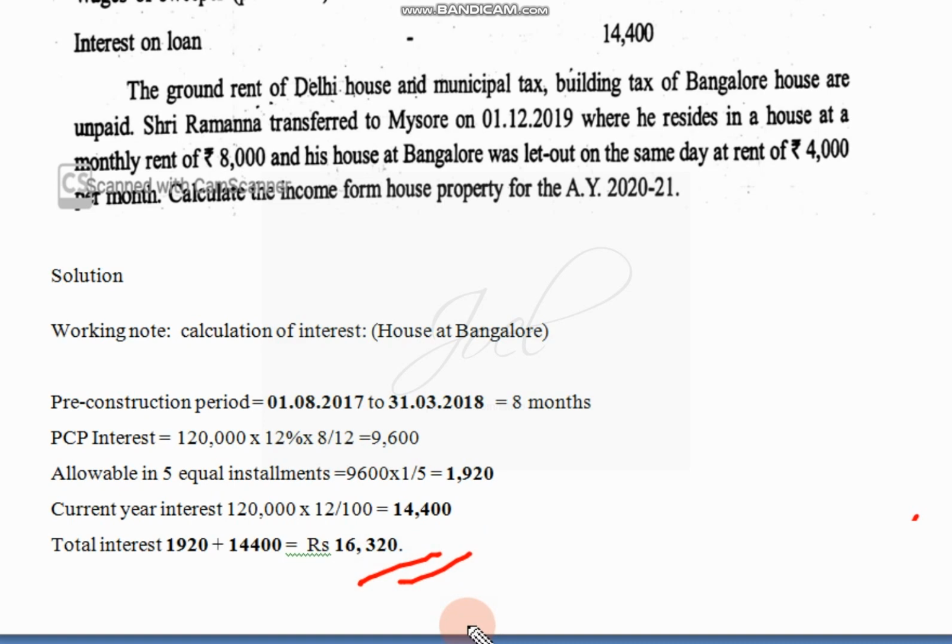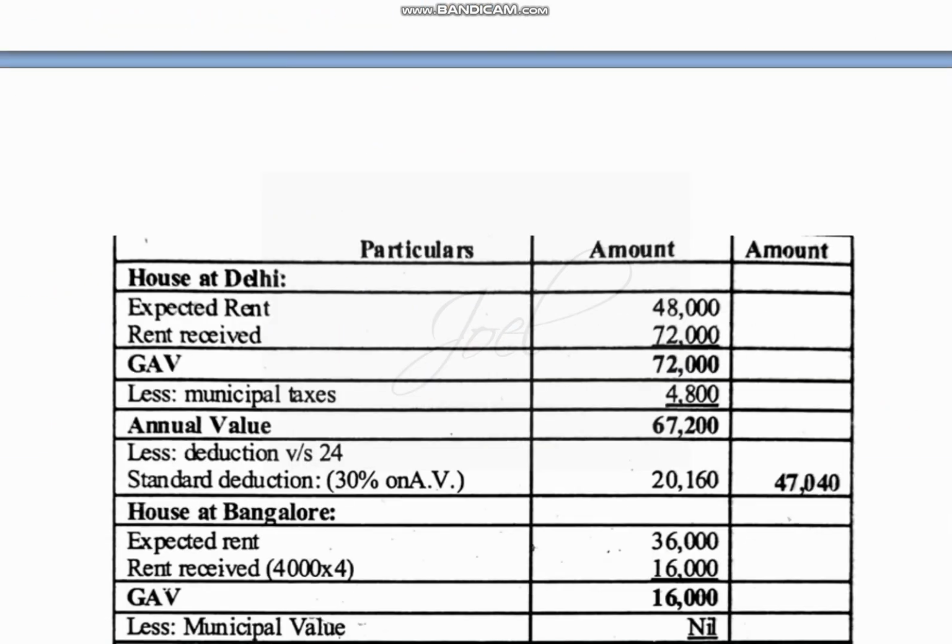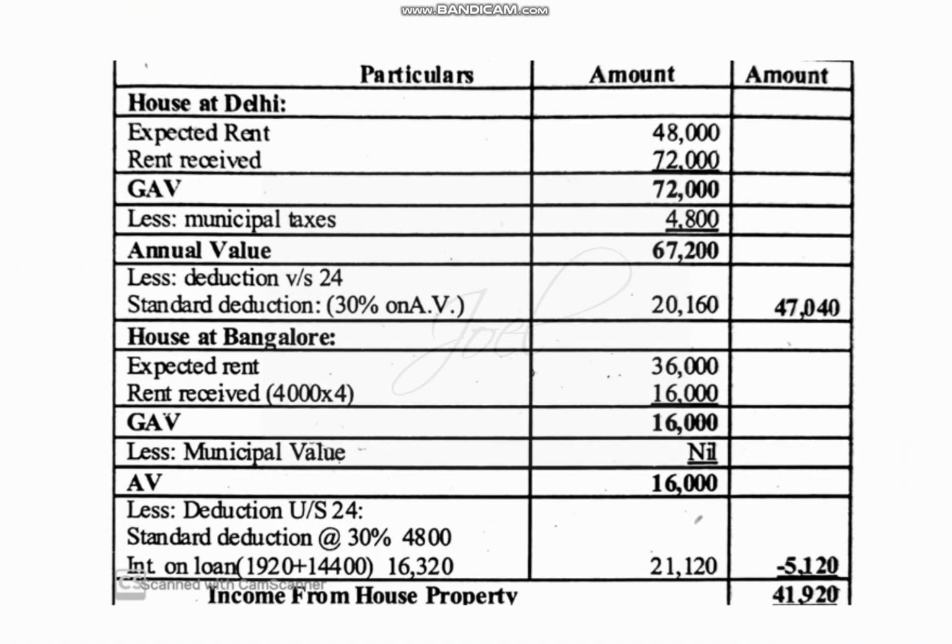See, if it was not let out, we are supposed to consider it as a self-occupied house property. We have to consider annual value as nil, and we are supposed to deduct 16,320 as a minus figure. But here it was let out for a rent of rupees 4,000, so that's why 4,000 into 4 we have to do, and this amount we are supposed to deduct. Remaining steps will remain the same. Yes, we'll see the exact solution. So this is the solution we have to consider.